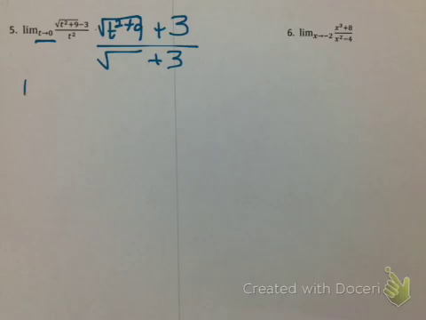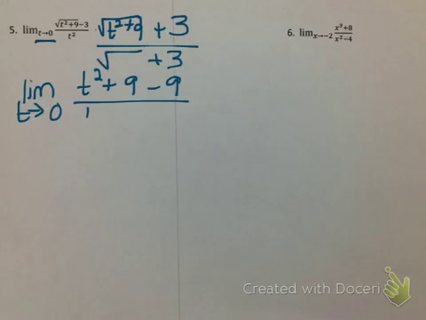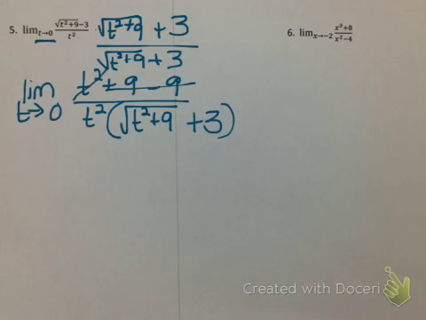Do some algebra, so I'd have the limit as t goes to 0. When I FOIL the numerator, I'm going to get t squared plus 9 minus 9, over t squared times the square root of t squared plus 9 plus 3. Sorry, I didn't write the t squared plus 9 in here. All I did was rationalize the numerator. You have to multiply numerator and denominator by the same thing. Now the 9's cancel, the t squareds cancel, so the function turns into 1 over the square root of t squared plus 9 plus 3.